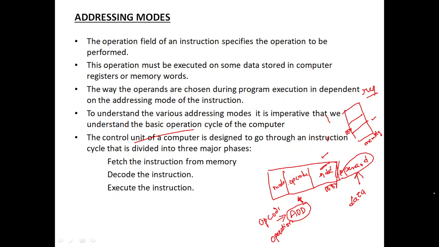The way the operands are chosen during program execution depends on the addressing mode of the instruction, right? So how we choose the data, whether the data resides in the registers, or in the memory words, or we directly specify the data. These are the different ways of specifying the data. Here addressing modes tell us how we are representing the data.